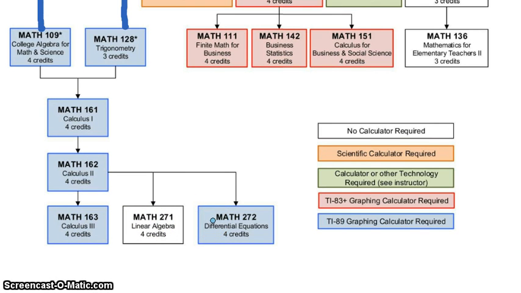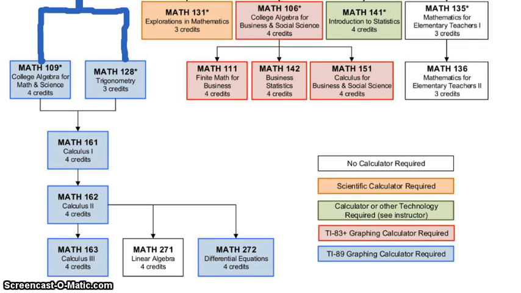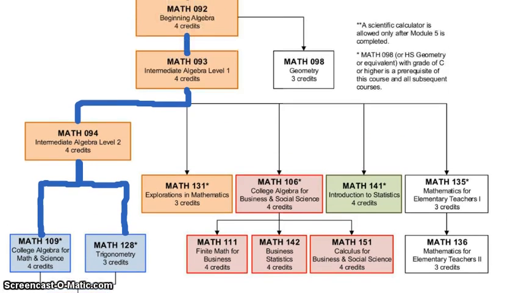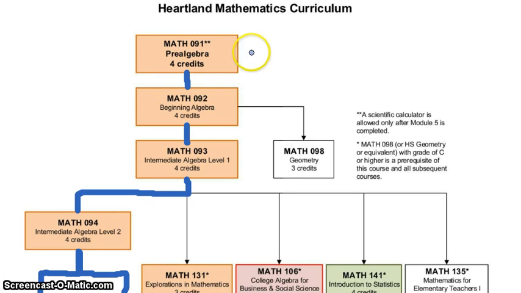So again, a key thing to keep in mind with all these different options is to check with your advisor to see which courses you need to take for your degree program. There are certain courses that open up even after completing just Math 091 pre-algebra. So depending on your program, you'll have to continue to different points in this curriculum.